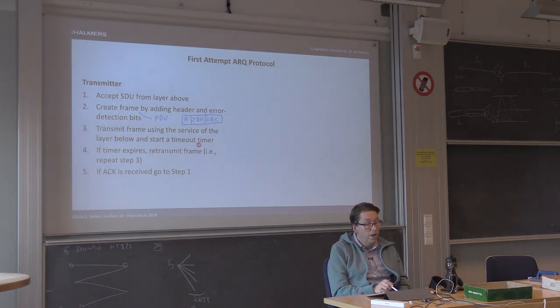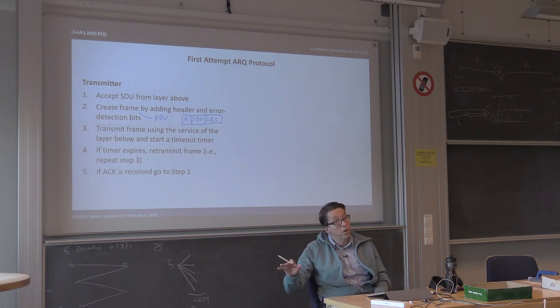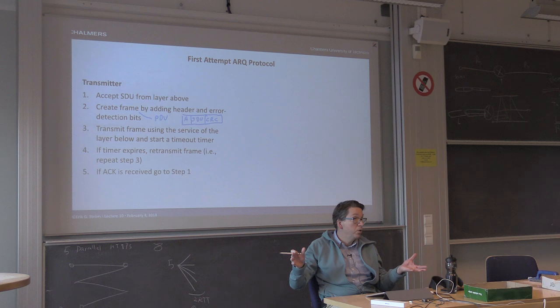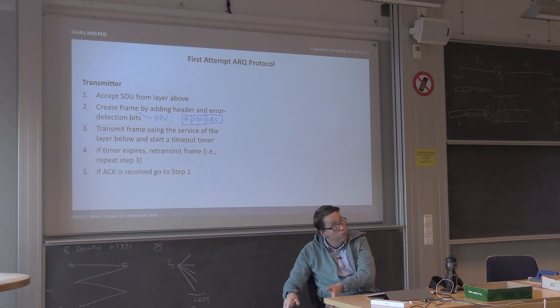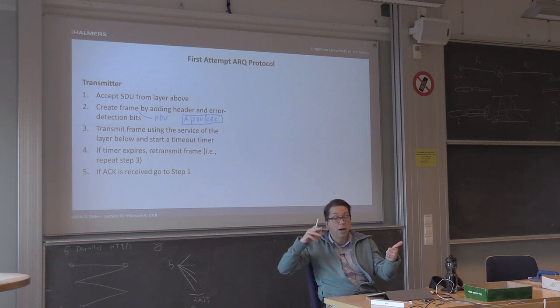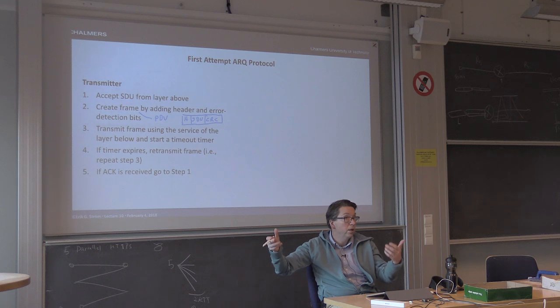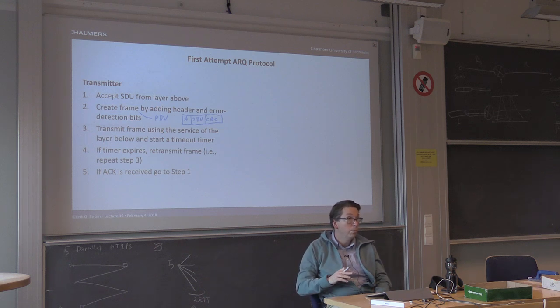And then I start the timeout timer. The reason for this is that the layer below me is unreliable, so it will not always transmit the frame that I give to it. So when I push down a frame for transmission, I start a clock, and if I haven't heard from the other side within some second or minute or 2 milliseconds, whatever it is, then I'll just assume that the layer below me has made an error, and I need to retransmit this.